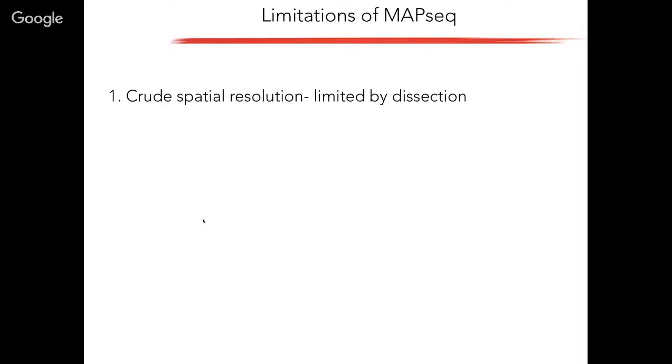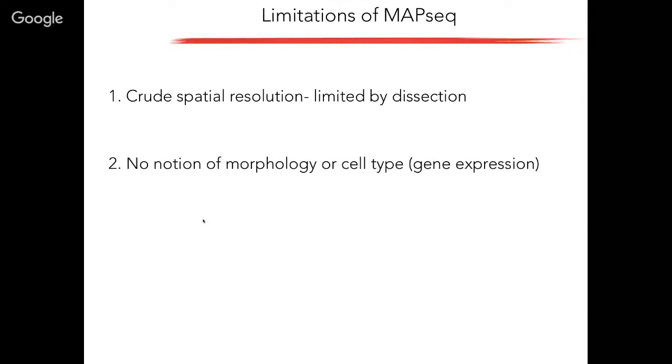Nevertheless, none of this gets us to the connectome. So far I've only told you about the projectome. And so I want to, in the last couple of minutes, talk about that. So the limitations of MAPseq are that first, it has crude spatial resolution, as I mentioned. It's limited by dissection. There's no notion of morphology or cell type.